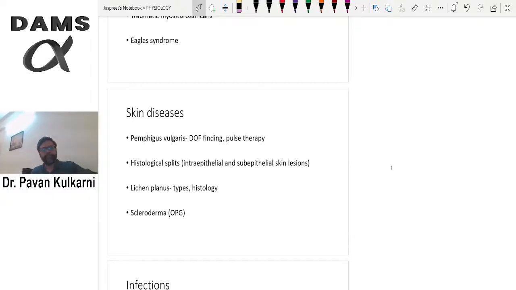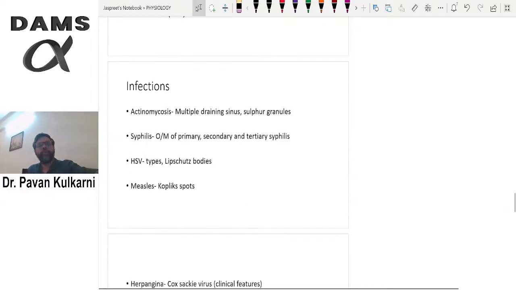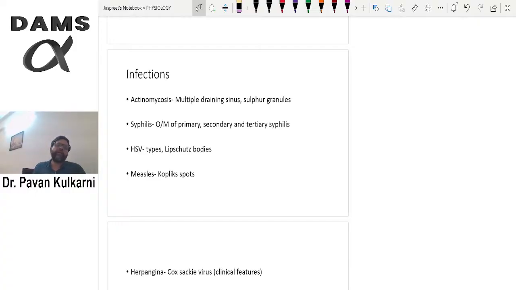Moving on to infections. When I talk about bacterial infections first, you can get questions on actinomycosis. Particularly, they'll show you a clinical image of the mandible. There will be multiple draining sinuses, and through those draining sinuses you can see pus, and in that pus there will be sulfur granules. So you can get a question on sulfur granule. What is sulfur granule? What is ray fungus? Multiple draining sinuses, all those questions can come on actinomycosis.